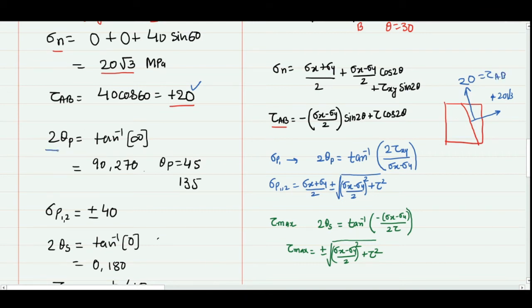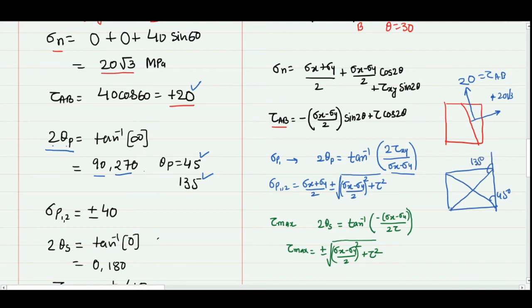Now the position of principal plane, as sigma x and y are 0, when I put sigma x and y as 0 in this formula, tan inverse will be infinity, and the two values will be 90 and 270, that is 2 theta p. So theta p will be 45 and 135. So if you recall the previous two cases, this was the position for maximum shear stress, but here now it becomes the position for maximum normal stress, and these two angles are just the two diagonal planes. So one plane here, one plane here. This is of angle 45 degrees, and this is of angle 135 degrees.